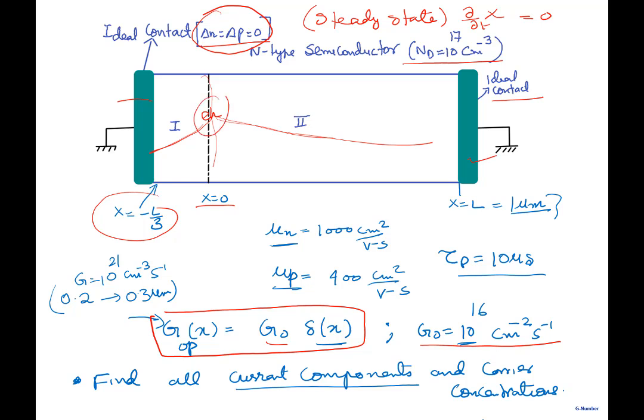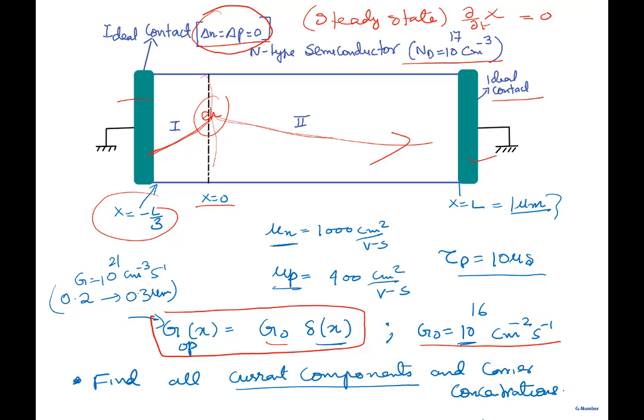You create excess electron hole pairs at x equal to 0. What will happen? They're going to diffuse. They're going to diffuse right and diffuse left. What happens exactly? Is there no current? And if there is no current, why is there no current? What is really going on here?